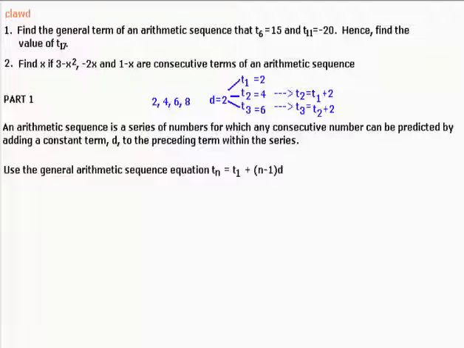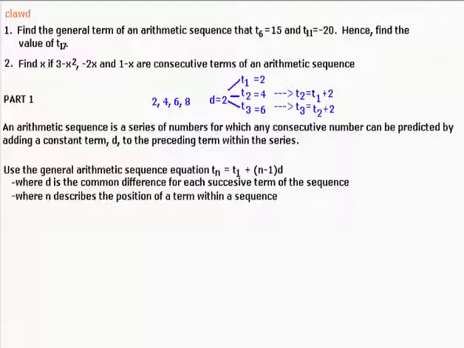In order to answer these questions, you have to start with the general arithmetic sequence equation. It simply says that the nth term, Tn, within a series can be found by adding the first term, T1, to the product of n minus 1 times d, where again d is the common difference for each successive term of the sequence, and n describes the position of a term within a sequence. In Claude's case, we are told that the 6th term within the series is equal to 15, and the 11th term within the series is equal to negative 20.